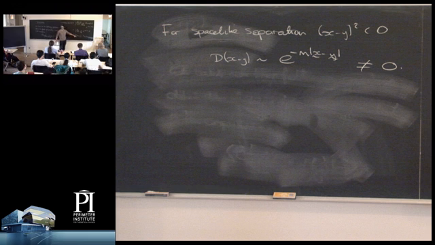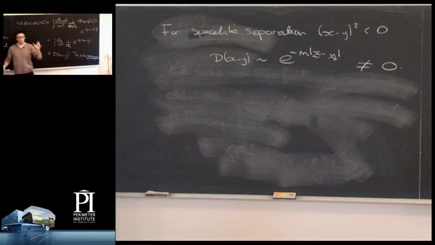So we're going to give this a name. It's going to be called capital D. It depends only on the difference between x and y, but that's a 4-vector difference. Okay. And we're going to call it the propagator.